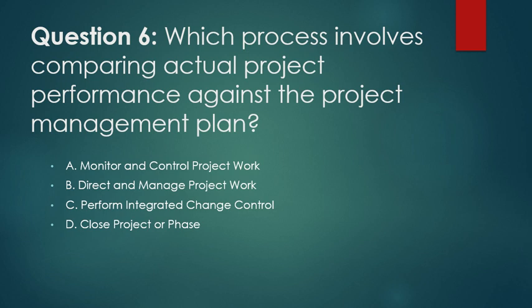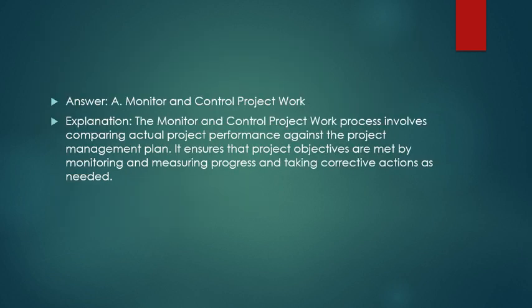Question 6. Which process involves comparing actual project performance against the project management plan? Monitor and control project work, direct and manage project work, perform integrated change control, change project or phase. Answer is monitor and control project work. The monitor and control project work process involves comparing actual project performance against the project management plan. It ensures that the project objectives are met by monitoring and measuring progress and taking corrective actions as needed.